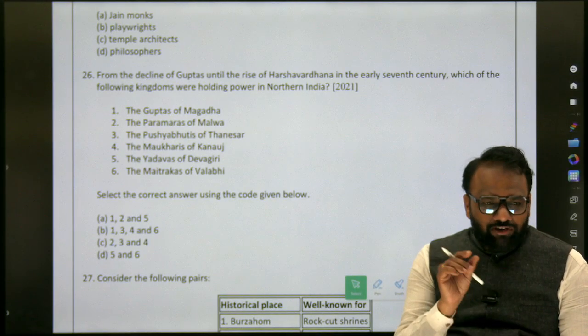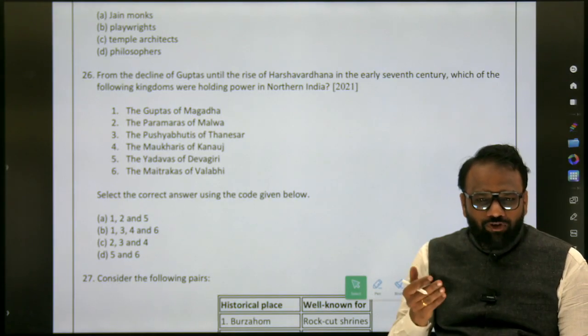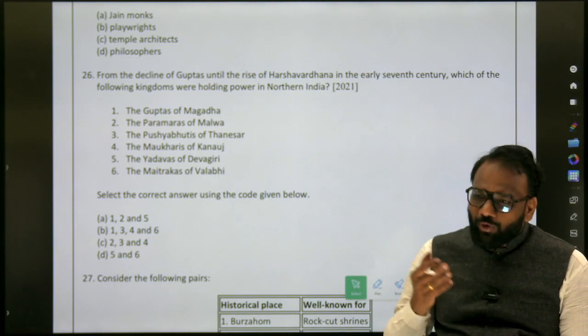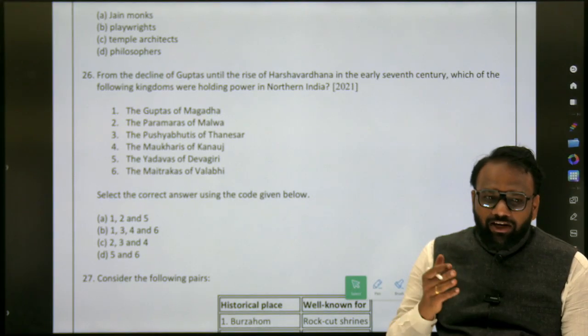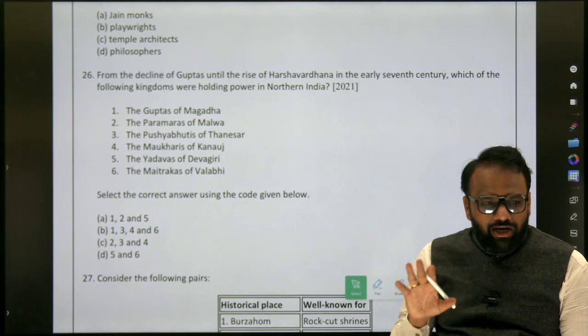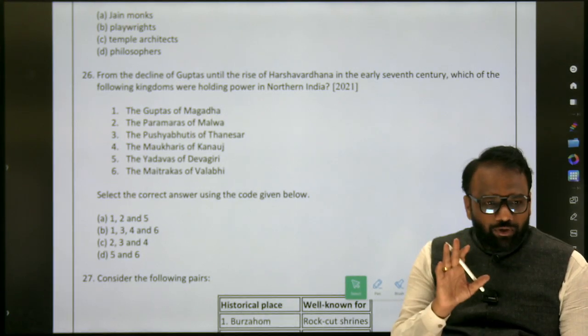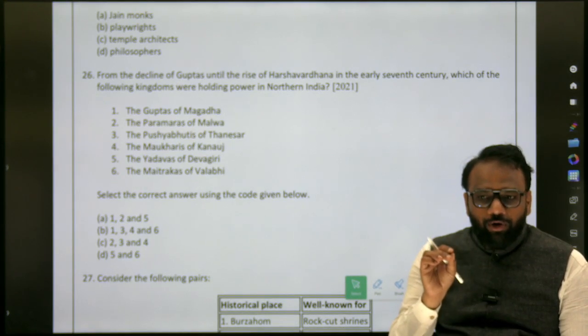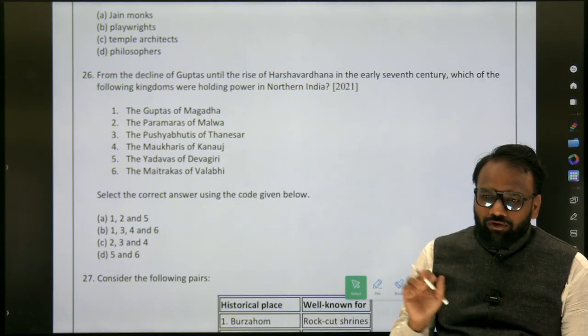And here, just to confuse us, they have taken the example of Harshavardhana. After the decline of the Guptas, before the arrival of Harshavardhana, who became strong? So we are not interested in that. What we are interested in here is, after the decline of the Guptas, which regional dynasties became powerful. So you should always do this exercise whenever you come across any important dynasty. For example, the Mauryan dynasty. After the Mauryans, who became powerful?